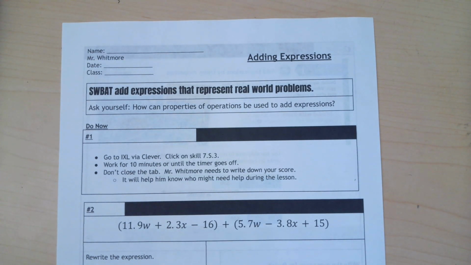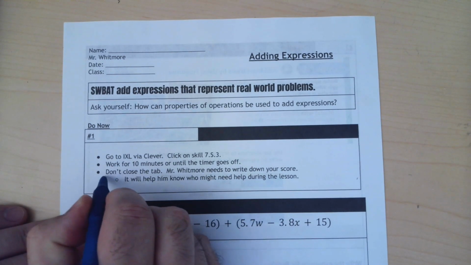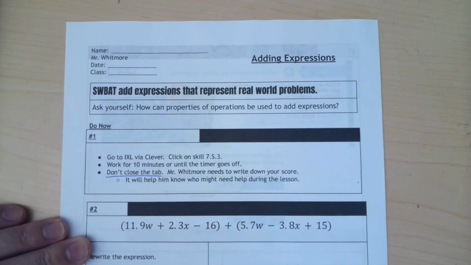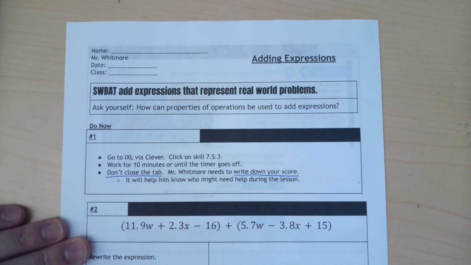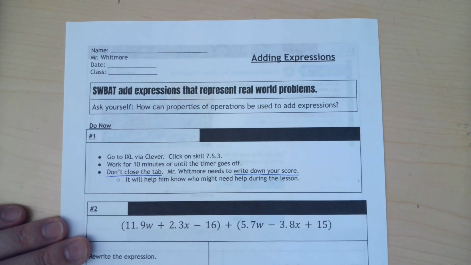Your do now is to go to IXL and click on Scale 7S3. You're going to work for 10 minutes or until the timer goes off, or if you reach a score of 100. I'll let you know when 10 minutes is up, or you'll hear the timer go off, but don't close the tab. So I'm going to underline that. Don't close the tab. I need to see what your score is, and I need to write down your score. It's going to help me know who might need help today during the lesson. So you can press pause, and you can do the do now, and then you can resume the video.